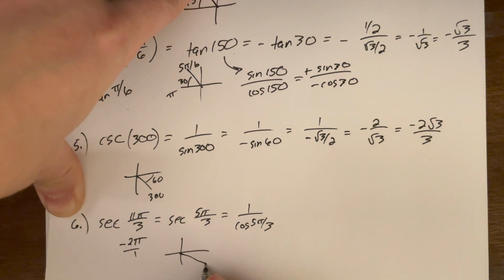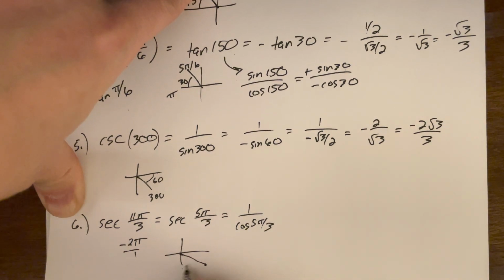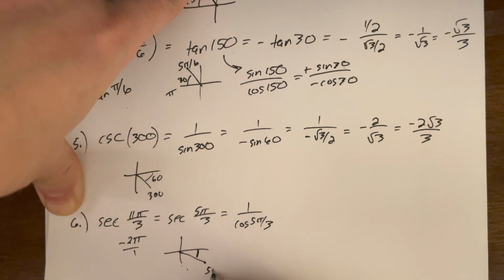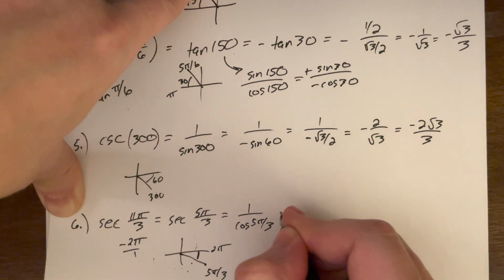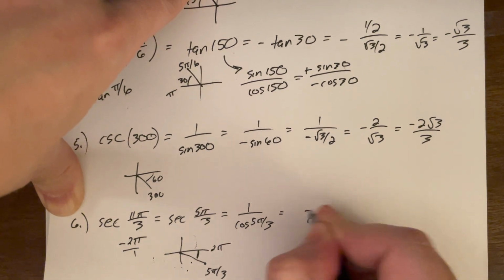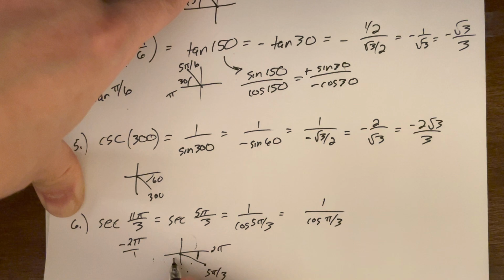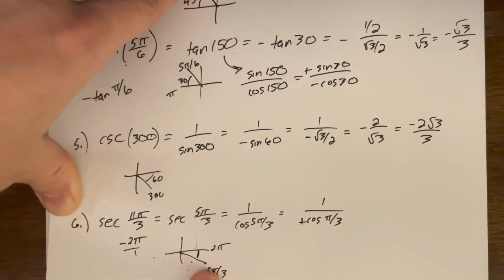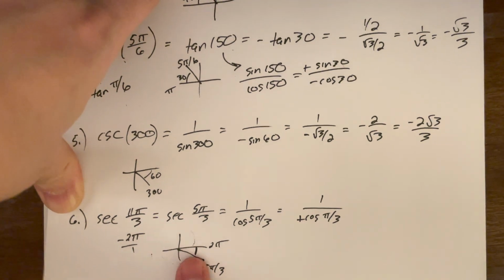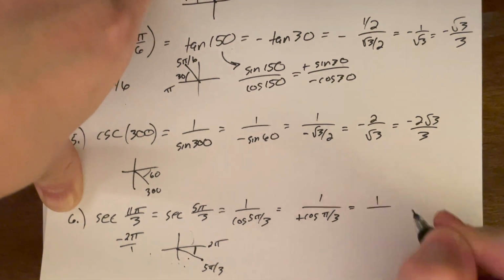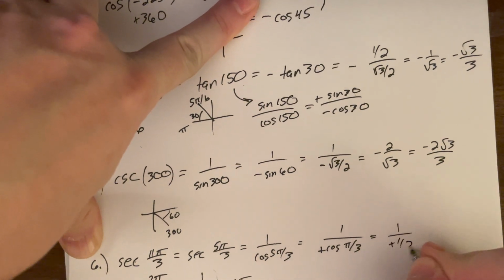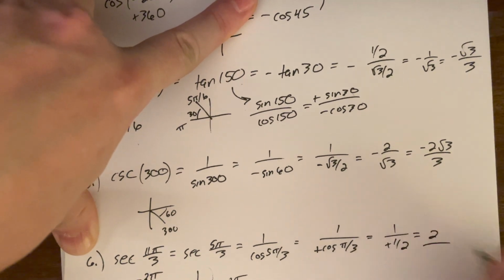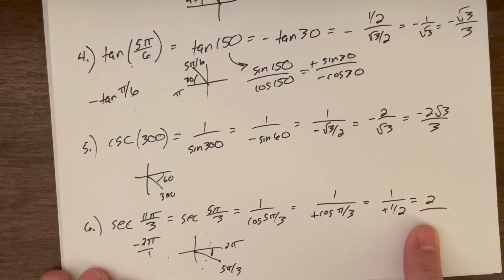5 pi over 3 is the fourth quadrant. 5/3 is bigger than 1 1/2, but smaller than 2. So this reference angle, 2 pi all the way around, 5 pi over 3 just to here. So 2 pi minus that 5 pi over 3 is pi over 3. The fact that I'm to the right, cosine is still positive in the fourth quadrant. The x would still be positive here. So now cosine of pi over 3, I get 1 over positive 1/2, which gives us a final answer of 2.